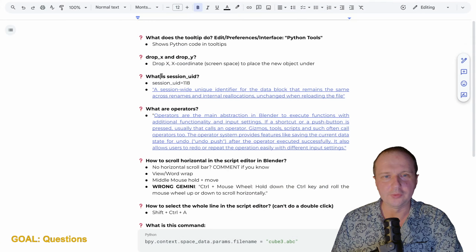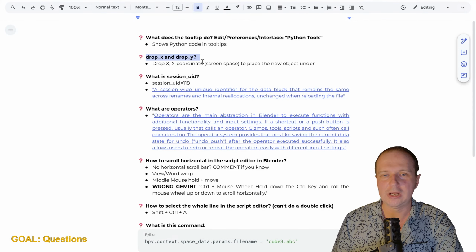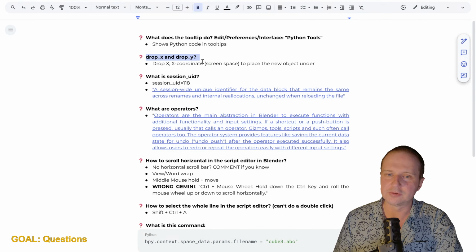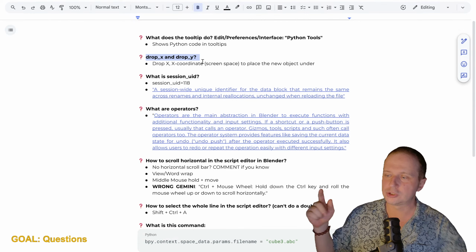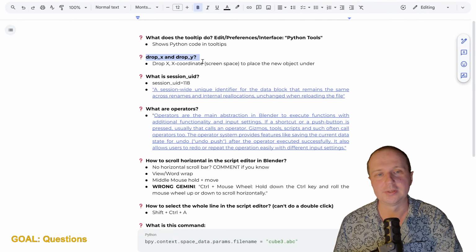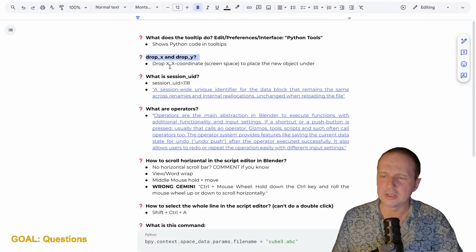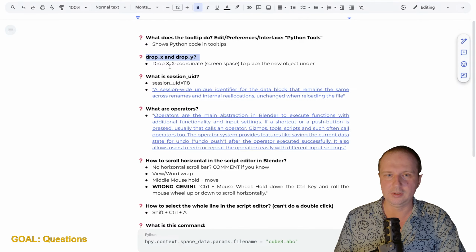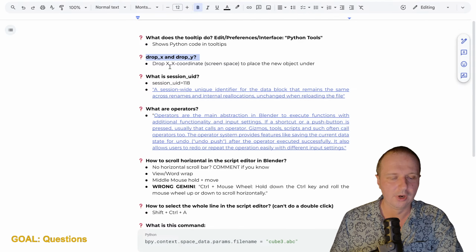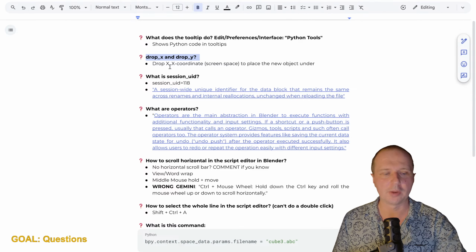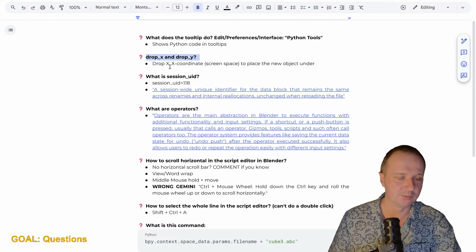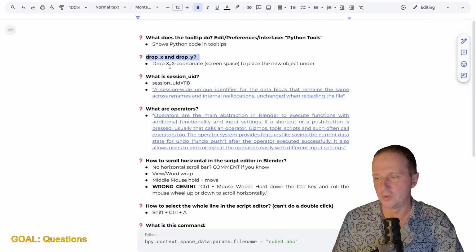If you know more about the drop X and Y, what exactly it means or where it is used, let me know either in the chat or later in the comments, as this is recorded, and that will also help us to figure that out. It doesn't feel significantly important, at least not for now, so we keep that on the back burner. It seems to be related to the screen space position.